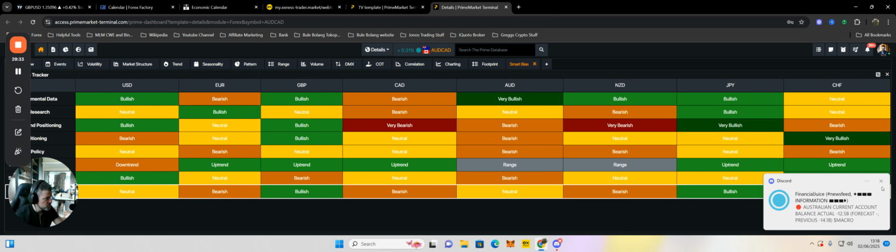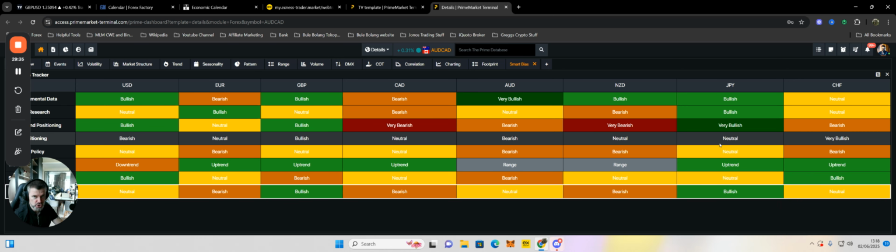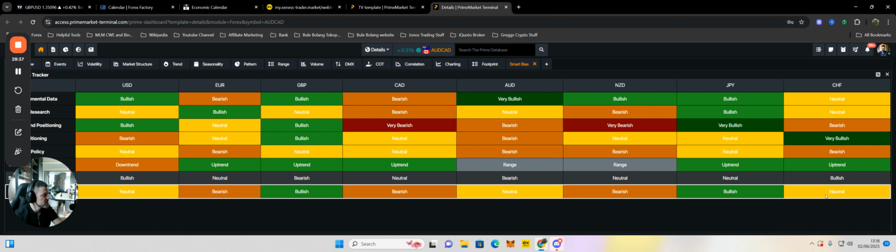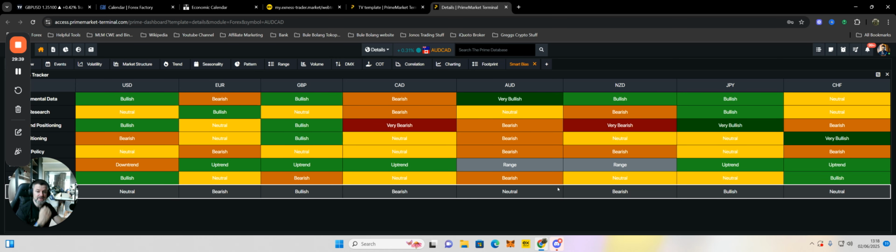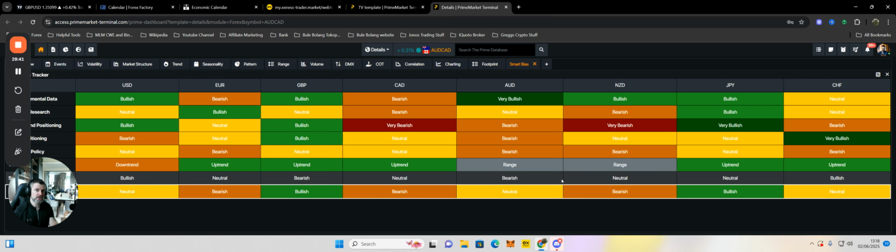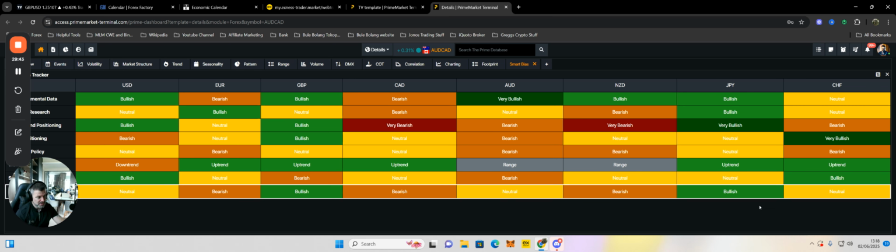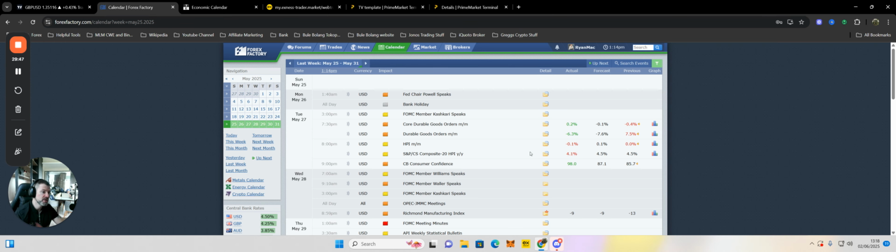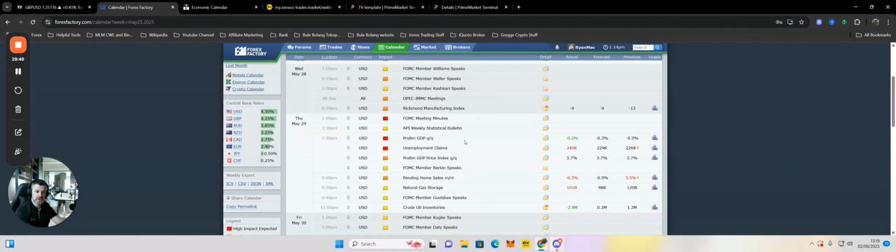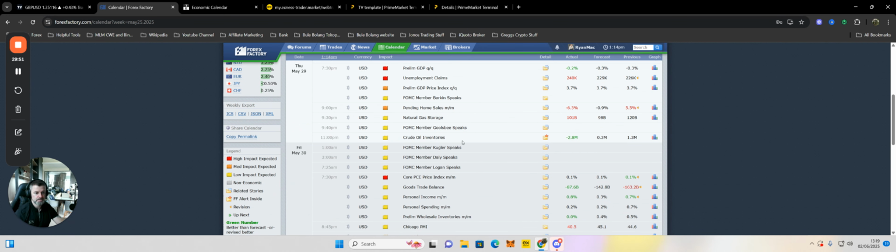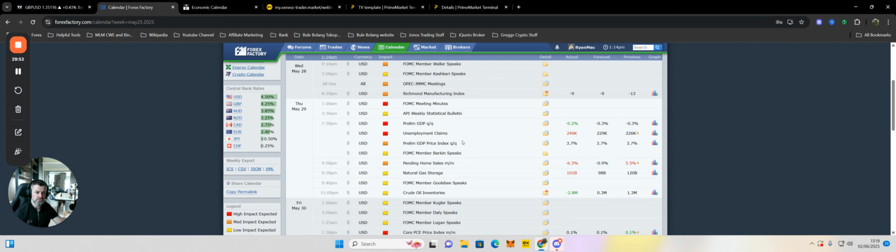But overall, please remember the Japanese economy is bad. Okay, CHF neutral, so they're pretty much in alignment. Even though they're talking about the micro and I'm talking about the macro, pretty much 90% of that is in alignment with what I have just shared with you. And I was able to do that by simply understanding fundamental data and how to read this.